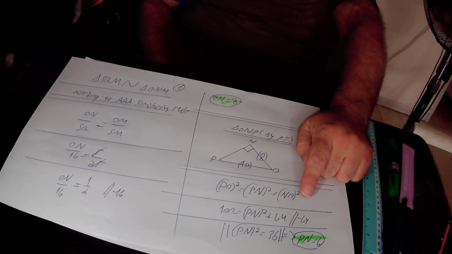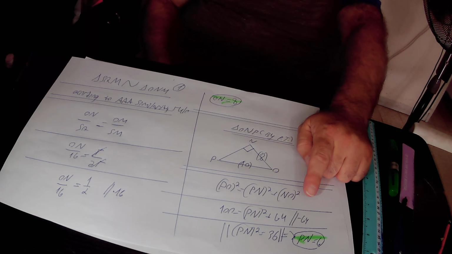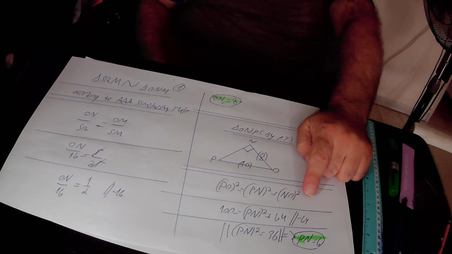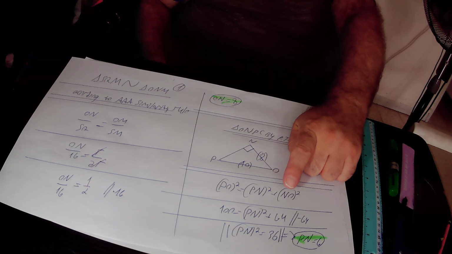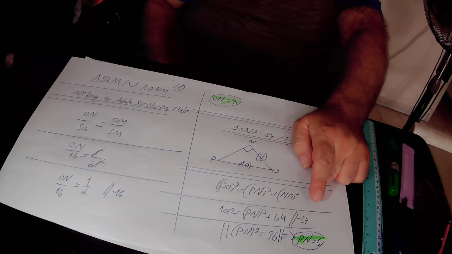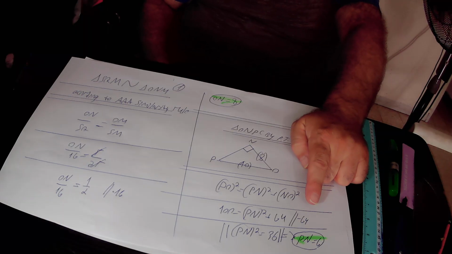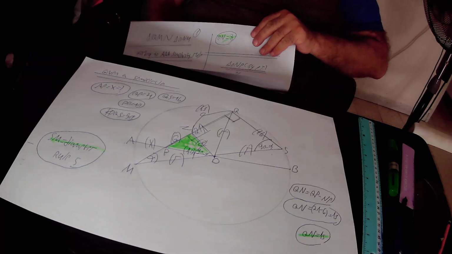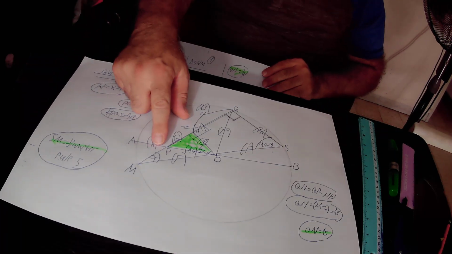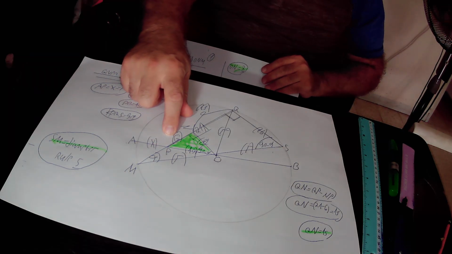Here we subtracted 64 from this equation. And finally, we found out that PN squared equals 100 minus 64, which is 36. Here we took the root of this equation and found out that the missing side PN equals the square root of 36, that is 6. So this is the missing side PN, that equals 6 units in its length.